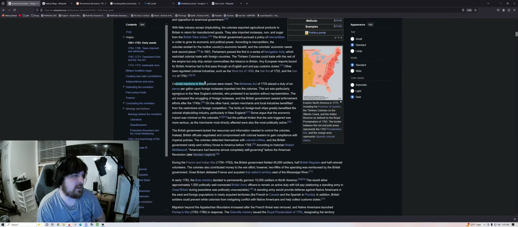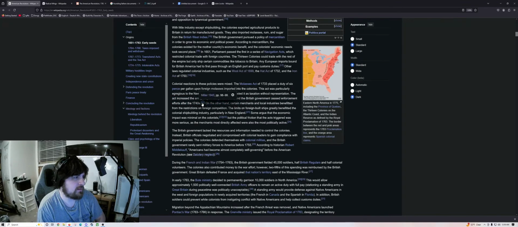Colonial reaction to these policies was mixed. The Molasses Act of 1733 placed a duty of 6 pence per gallon upon foreign molasses imports into the colonies. This act was particularly egregious to New England colonists, who protested it as taxation without representation. The act increased the smuggling of foreign molasses, and the British government ceased its enforcement after the 1740s.